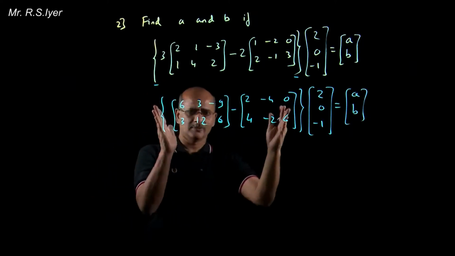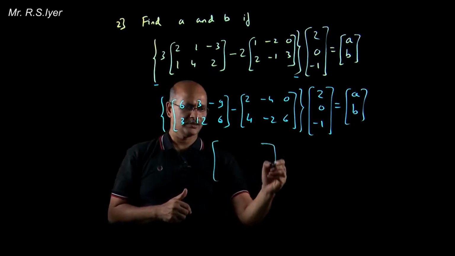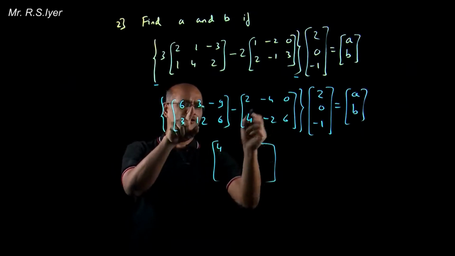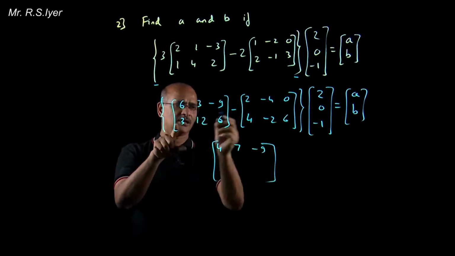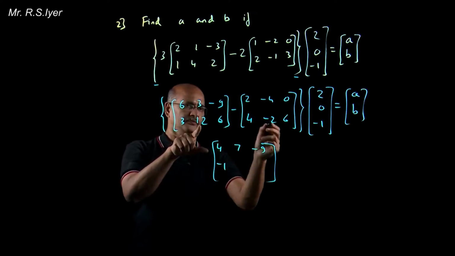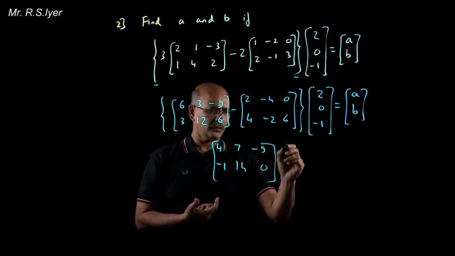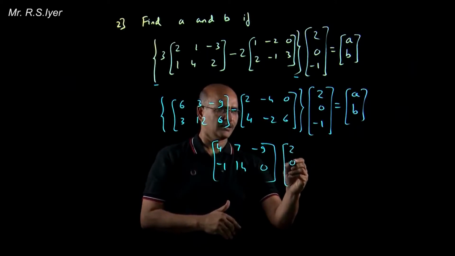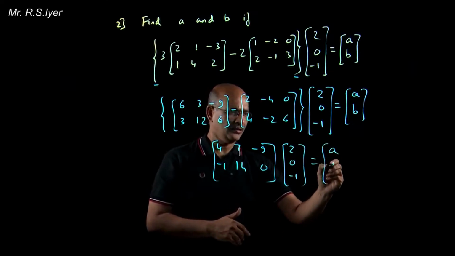So let us begin. This matrix has to be clubbed and formed into 1. So this matrix will be something like this: that is 6 minus 2, that is 4, 3 minus of minus 4 is 7, minus 9 minus 0 is minus 9, minus 1, 14, 0. And this matrix has to be multiplied by this matrix, which is equal to A and B.